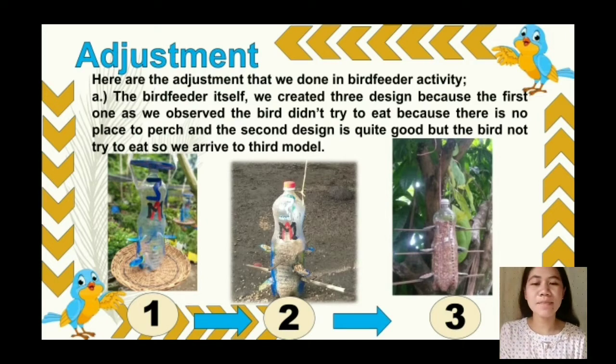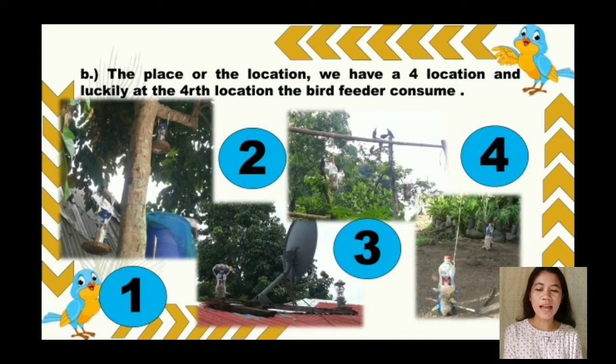These are the adjustments that we've done in the bird feeder activity. First, the bird feeder itself that we created has 3 designs. The first one had no birds trying to eat because there is no place to perch. The second one is quite good because there are birds that tried to eat, and so we arrived at the third model. Second, the place or the location. We had 4 locations and luckily in the 4th location there were more feeds consumed.